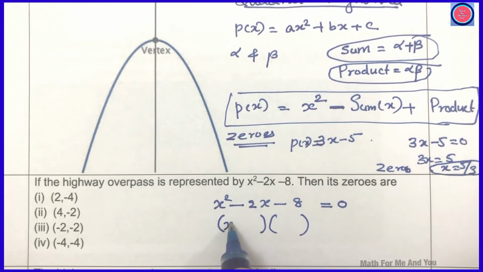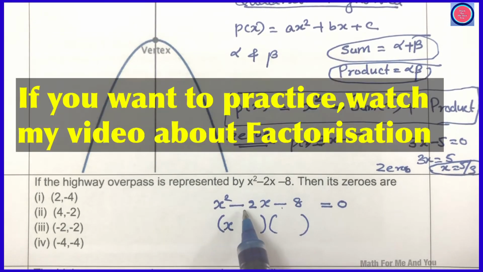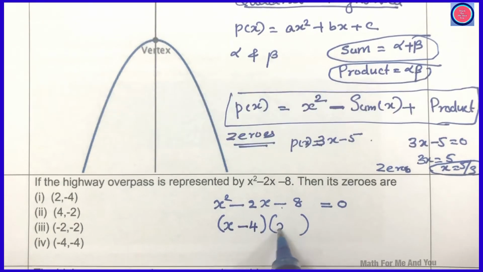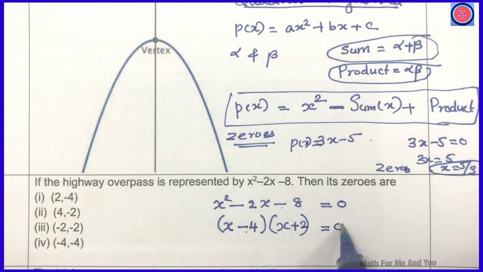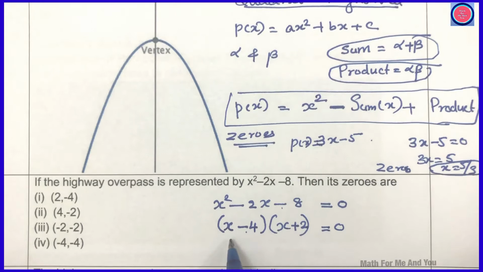You can see the factorization video I have already posted. Here the factors are x. We need to get the factors of 8, minus 8. When we multiply, we get minus 8 and add, we get minus 2. What are the numbers? Minus 4 and plus 2. See, minus 4 times 2 is minus 8. Minus 4x plus 2x is minus 2x. So the factors x minus 4 times x plus 2 equals 0.